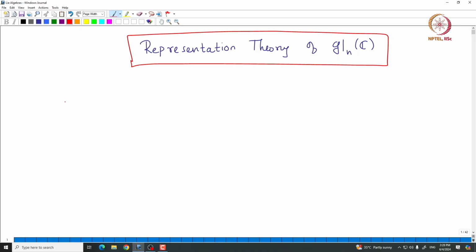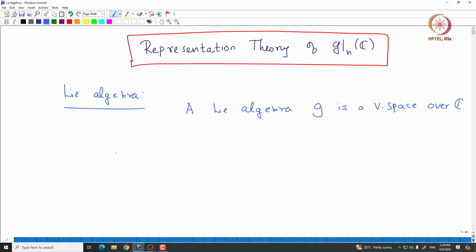So a Lie algebra, let's denote it by G, is a vector space over C equipped with a Lie bracket, which is denoted by the bracket from G cross G to G. So this map satisfies the following conditions.